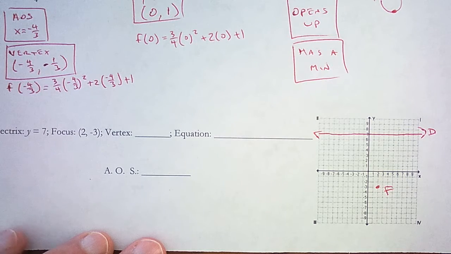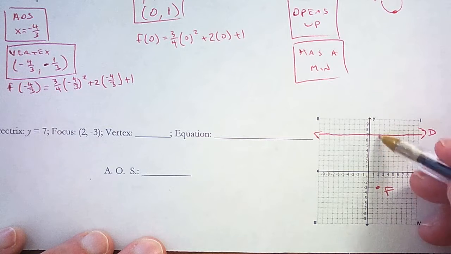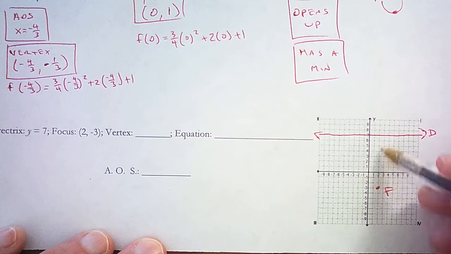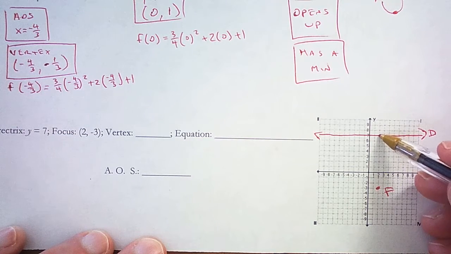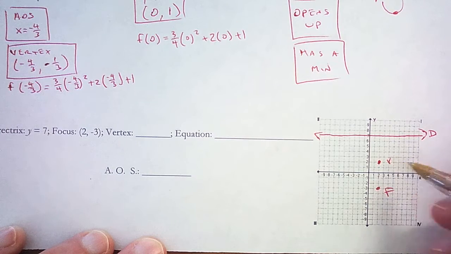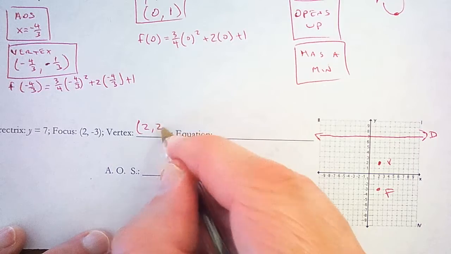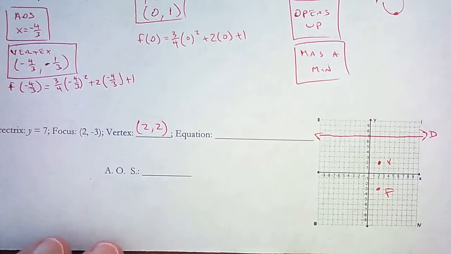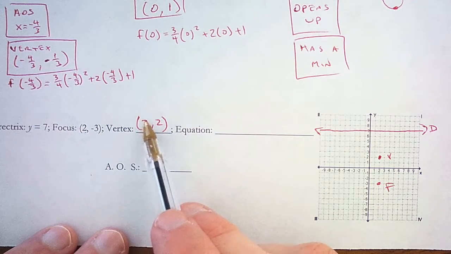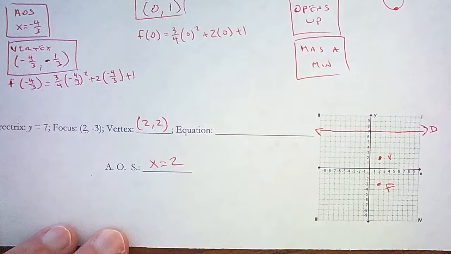We want to know where is the vertex. The vertex has to be exactly halfway between the focus and the directrix. From 7 down to -3, that's 10 spaces. So if I just go down 5, there is the vertex at 2, 2. So the vertex is at 2, 2. The axis of symmetry has that same x value as the focus and the vertex. The axis of symmetry is x equals 2.